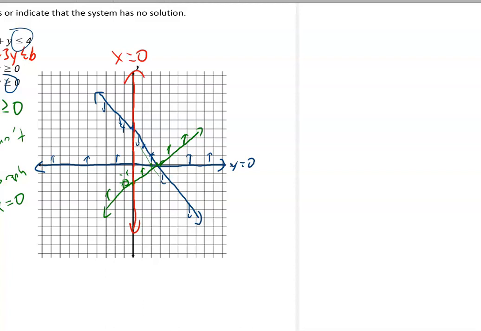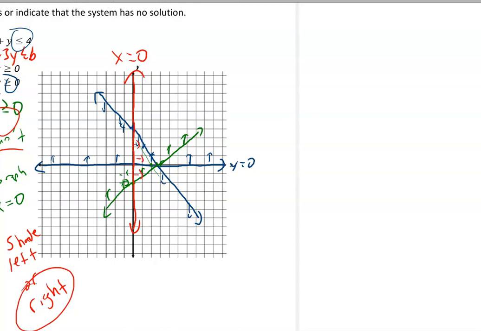Now, since we couldn't solve it for y, we can't think of this as shading above or below. But I mentioned it earlier, if you've solved it for x, you want to either shade to the left or to the right. That's how you want to frame that question. Greater than is going to be to the right, which would be this way, right?